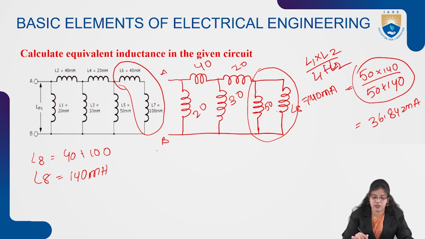Like these two inductances will be connected in parallel, which are 50 and 140. So 50 into 140 by 50 plus 140, the value of the inductance which will be taken as L9 will be 36.842 millihenry.